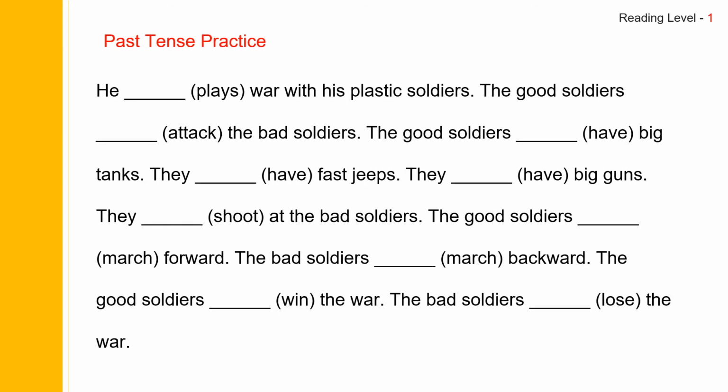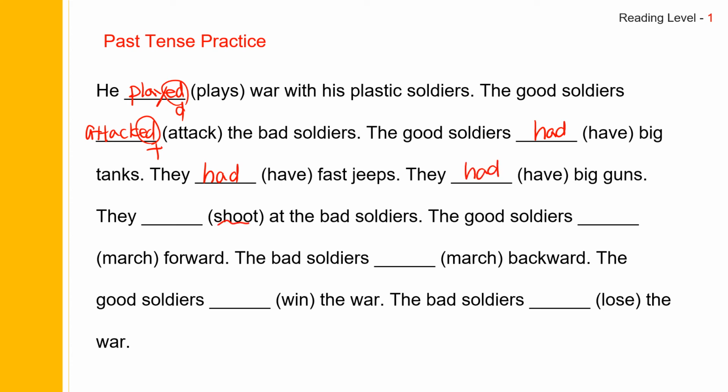Now let us practice past tense. Play. Past tense of play is played. And then you pronounce this as d, played. And attack is a regular verb, attacked, and you pronounce it as t, attacked. Have, had, have, had, another have, had.